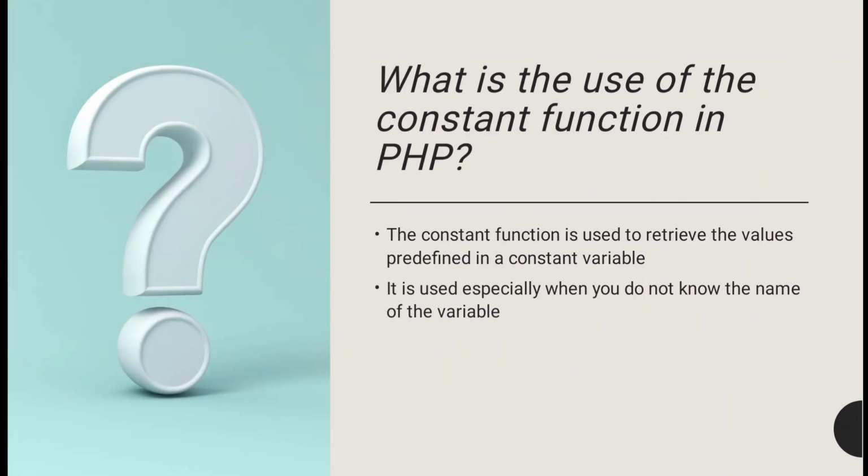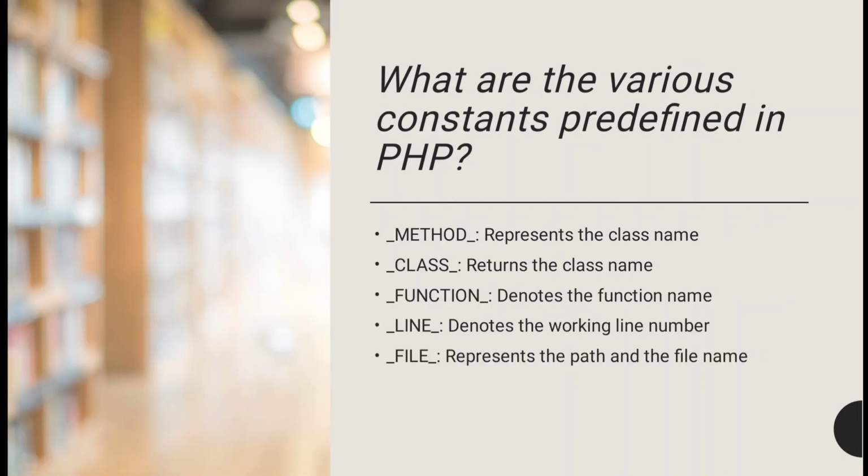What is the use of the constant function in PHP? The constant function is used to retrieve the values predefined in a constant variable. It is used especially when you do not know the name of the variable.